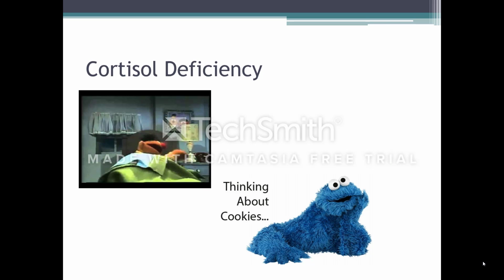Some of the main symptoms of cortisol deficiency include fatigue and weakness, represented by Ernie here going to bed. However, abdominal pain and anorexia can also be present. More importantly, patients can have hypoglycemia. Here we have Cookie Monster thinking about cookies and likely becoming hypoglycemic.